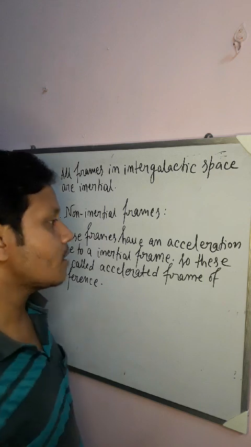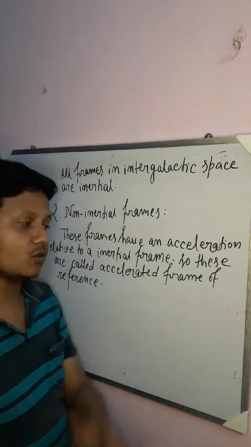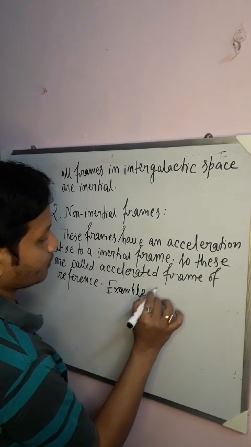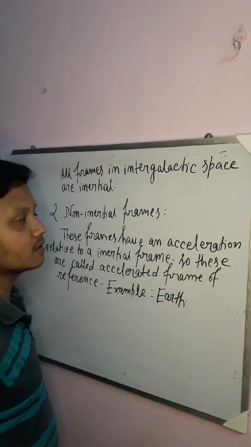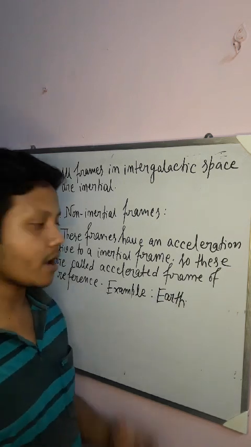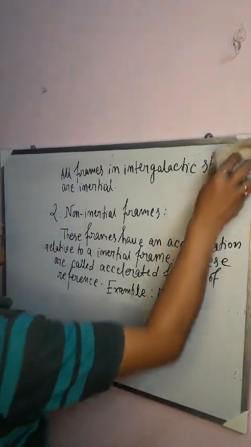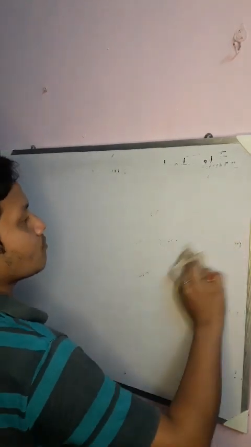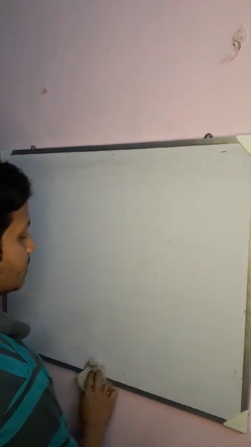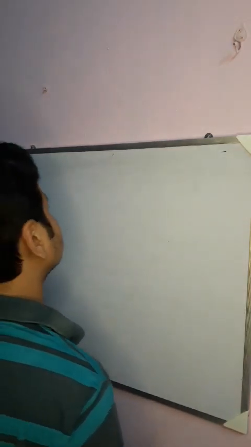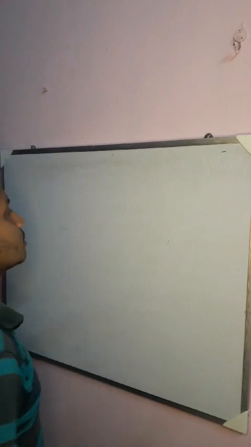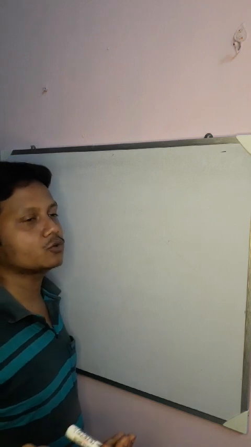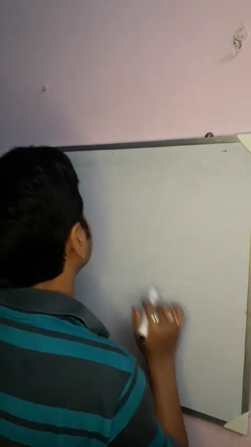The common example you can take, the earth is a non-inertial frame. Why the earth is a non-inertial frame, that we explain. Because we all know that the earth is rotating around the sun, and there is a centrifugal or centripetal acceleration. Now the earth is rotating around the sun in 365 days, and besides this it also rotates about its own axis due to spin.